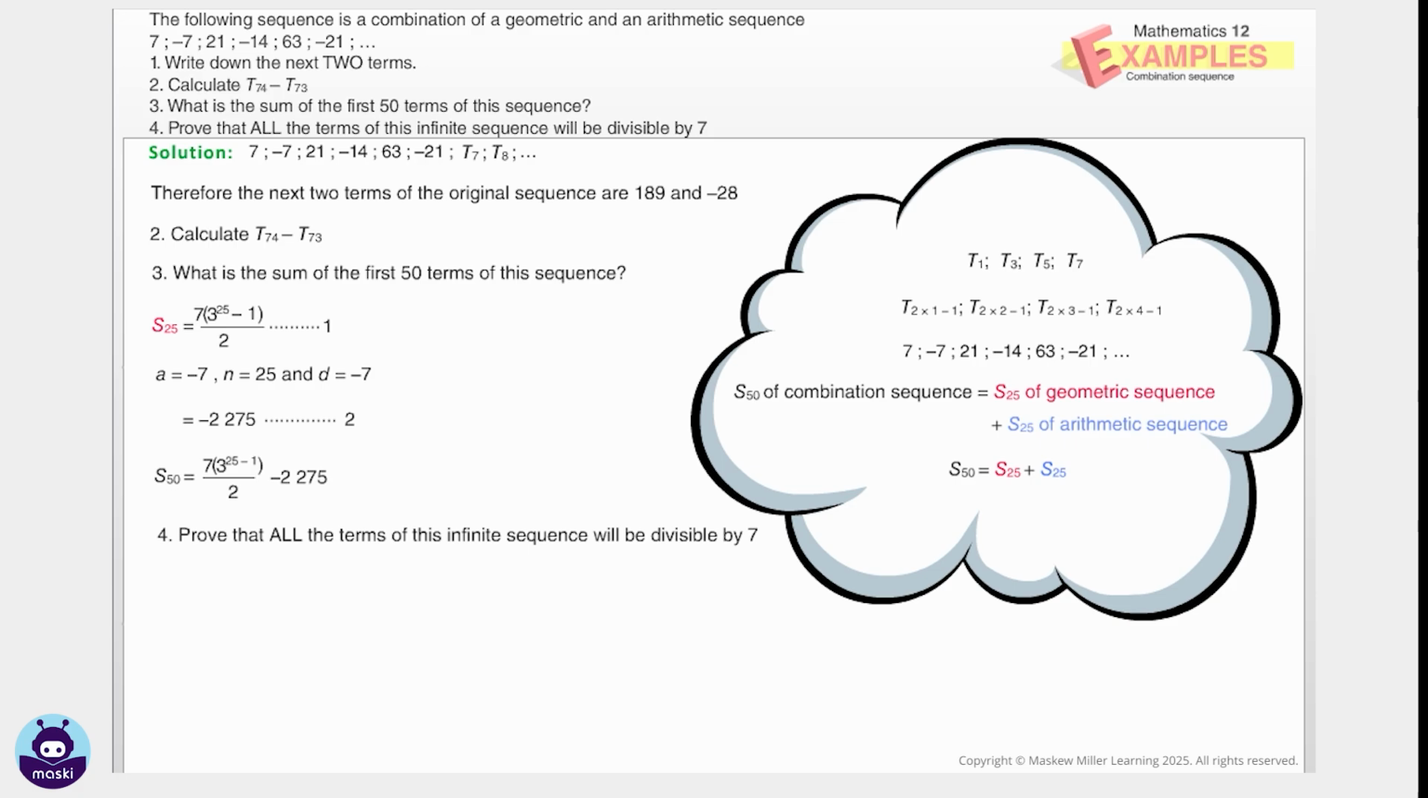We are required to prove that all the terms of the given infinite sequence will be divisible by 7. The even terms of the sequence are given by the formula T2n equals a plus n minus 1 times d, where n is a natural number, or T2n equals negative 7 minus 7n plus 7 equals negative 7n. Similarly, the odd terms of the infinite sequence are given by T2n minus 1 equals a times r to the power n minus 1, where n is a natural number, or T2n minus 1 equals 7 times 3 to the power n minus 1. We can observe that the general terms of both the components of the infinite sequence are multiples of 7.